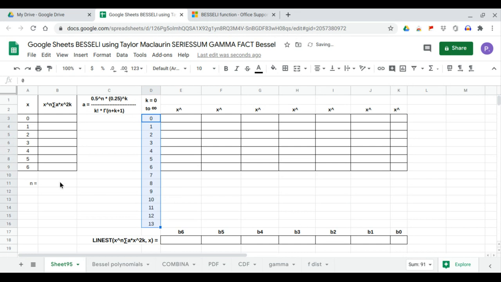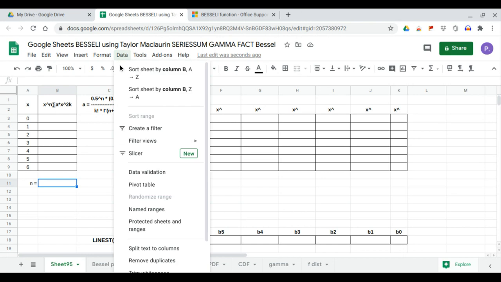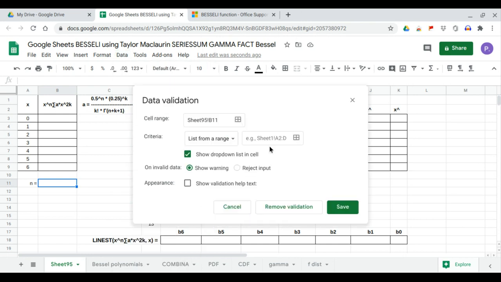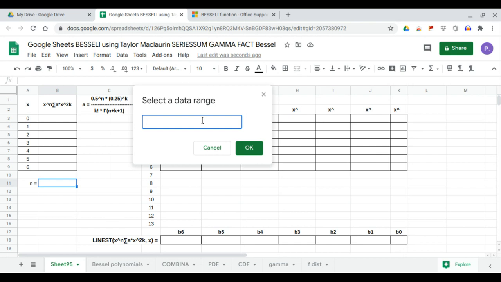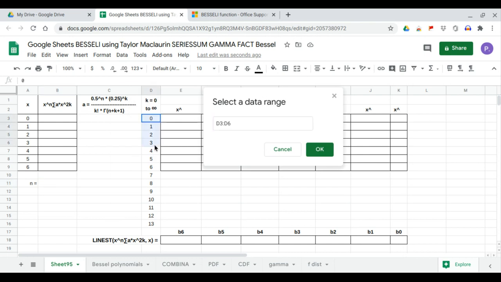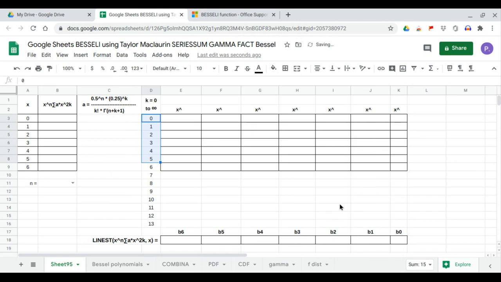And our value for n will be, for data validation, from 0 to 5. So our orders for the BESSELI function will be 0 to 5. And we'll use the Taylor-Maclaurin series sum.